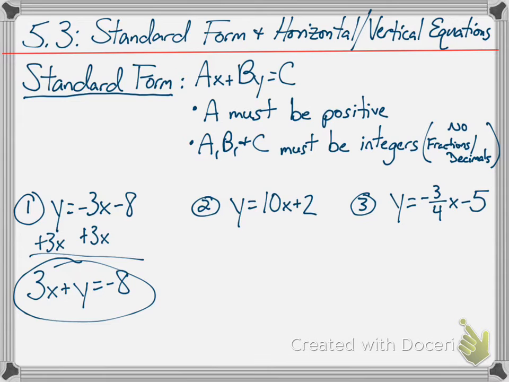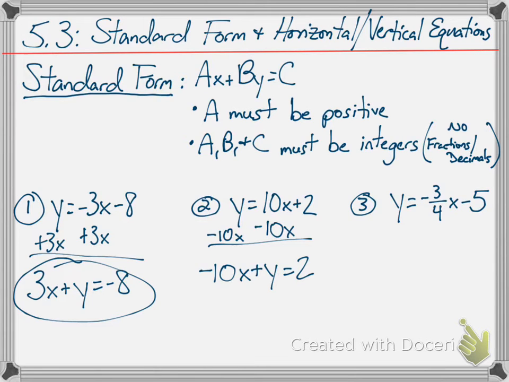So number 2, same idea. y equals 10x plus 2. If I want to get it to standard form, we got to get the x on the same side as the y. So I'm going to subtract 10x, leaving me with -10x plus y equals 2. All right, so step 1, get x and y on the same side. Step 2, a value must be positive. If I look at the a value, it's -10.